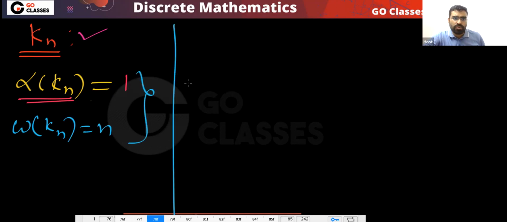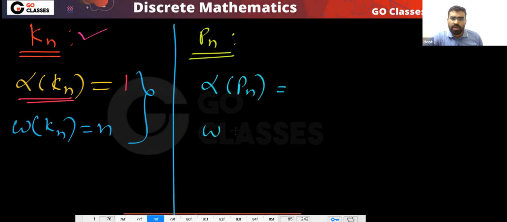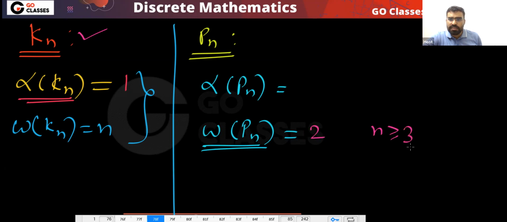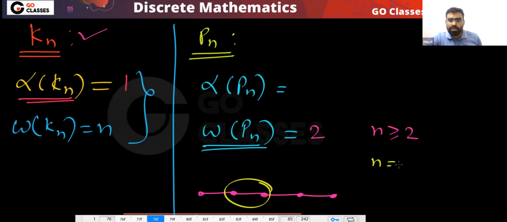Okay, next let's do the path graph. What will be the alpha of a path graph and what will be the omega? First you tell me omega. This is easy. For a path graph, omega is 2 when n is greater than or equal to 2, because in a path graph the largest complete subgraph I can create is this one. And when n is equal to 1, it will be simply 1.